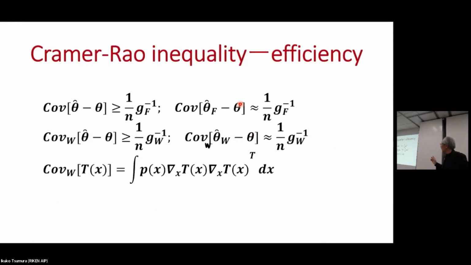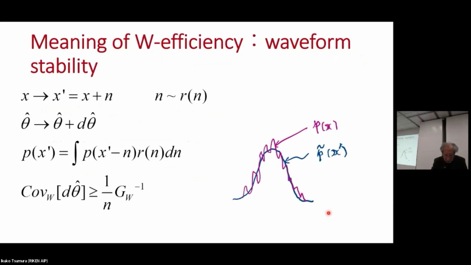And in the case of the Fisherian case, we have the Cramer-Rao inequality showing that the Fisher estimator, that is the maximum likelihood estimator, is one of the best estimators in the sense of minimizing error. What about the Wasserstein estimator? We have another type of inequality showing the property of the Wasserstein estimator, but here not the error covariance. Here it's a different covariance defined in terms of Wasserstein geometry. But forget about that, I don't want to go into the definition, but maybe understand it intuitively.